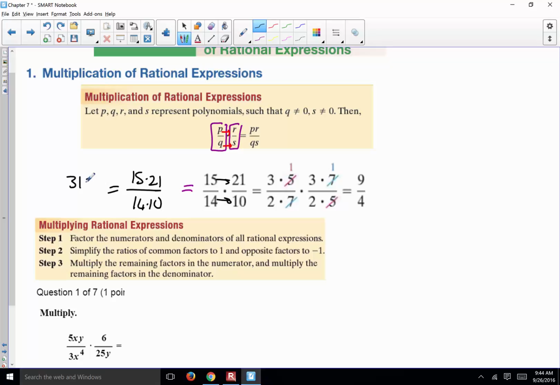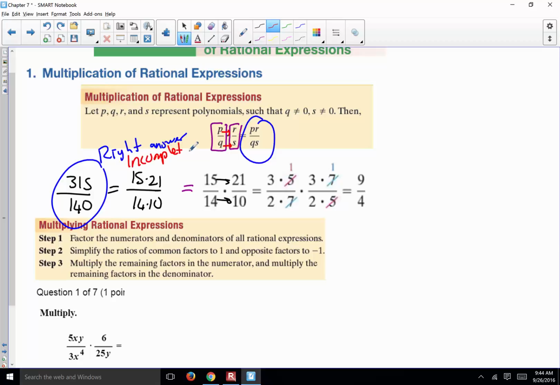315. Is that so? 14 times 10 is 140. Why didn't they do this? This is the right answer according to this description, right? This is what they should have done. They didn't do this. This is actually the right answer. It's right, but it is incomplete. Why is it incomplete?